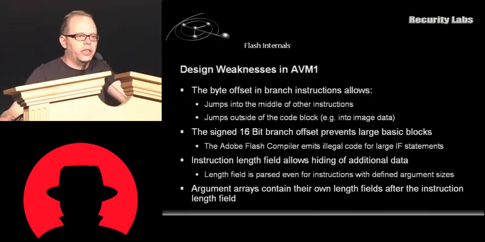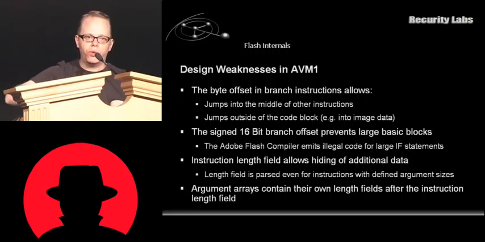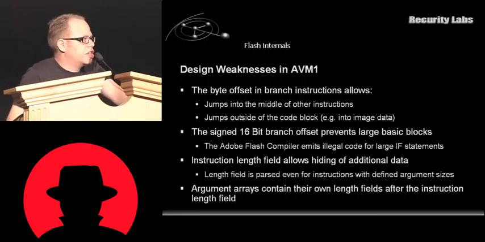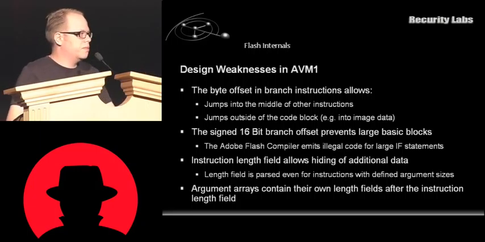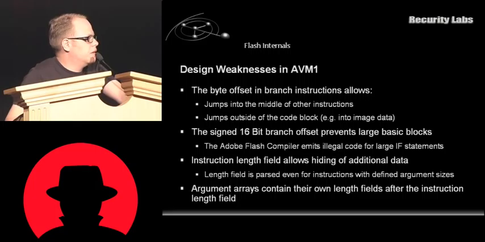And the compiler actually emits invalid code. So when you execute that, it will actually jump as far as it can, and then everything that was in the if body below that will still get executed. The instruction length field allows hiding of additional data. Obviously, you can set a longer field than you actually need for the instruction, and then hide some data there. And there's argument arrays that you can do the same thing with.